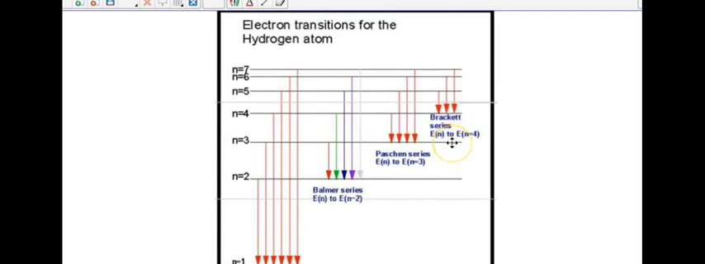And that was the huge breakthrough that allowed us to understand more about the atom and that those electrons are in exact energy levels. But guess what? There's more to the story, and that will have to be the next video.